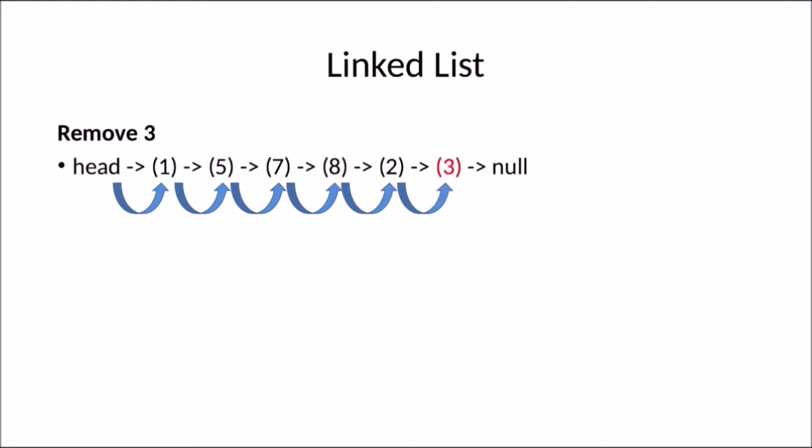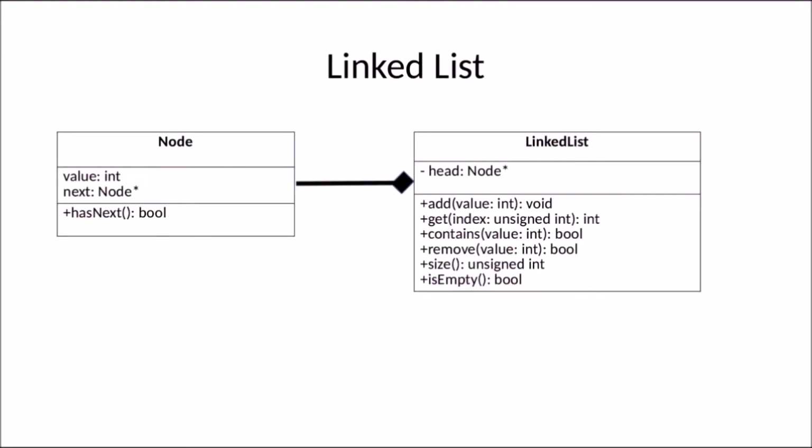Here, if I want to delete 3, I simply traverse it, and again, I would have to update the next pointer of 2 to point to null. That way I delete 3. If I want to remove 1, I would have to update the head pointer to point to 5 instead of 1. Let's take a look at the UML diagram.